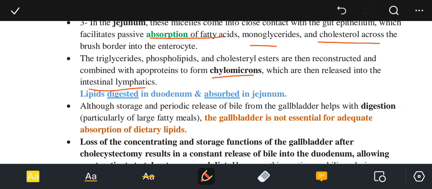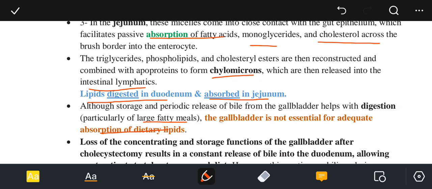It is a very important point. Lipids are digested in the duodenum and absorbed in the jejunum. Although storage and periodic release of the bile from the gallbladder helps with the digestion, particularly of large fatty meals, the gallbladder is not essential for the adequate absorption of dietary lipids. The gallbladder is not essential.